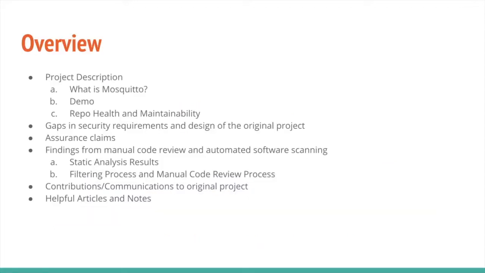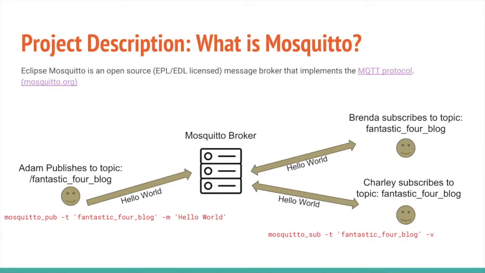The expectation of this presentation was to pretend our manager asked us to do a security analysis of Mosquitto and to present our findings. The presentation will include a brief description of Mosquitto, an overview of the security activities we engaged in. We'll report the results from running two static analysis tools against the code base, as well as our process and findings from a manual code review. Finally, we'll highlight our communications to the Mosquitto maintainers, as well as provide helpful notes if you're interested in checking Mosquitto out. So what is Mosquitto?